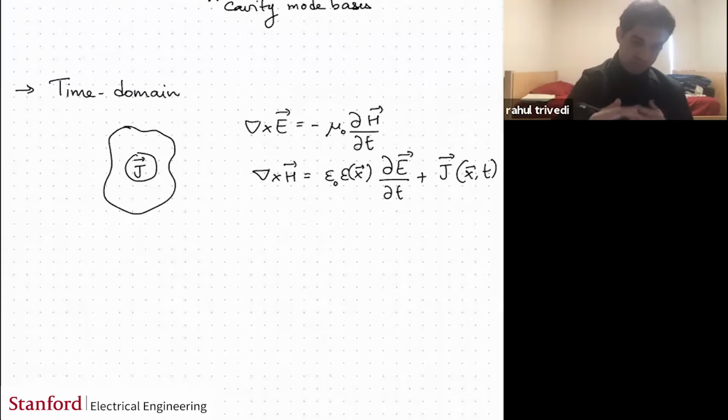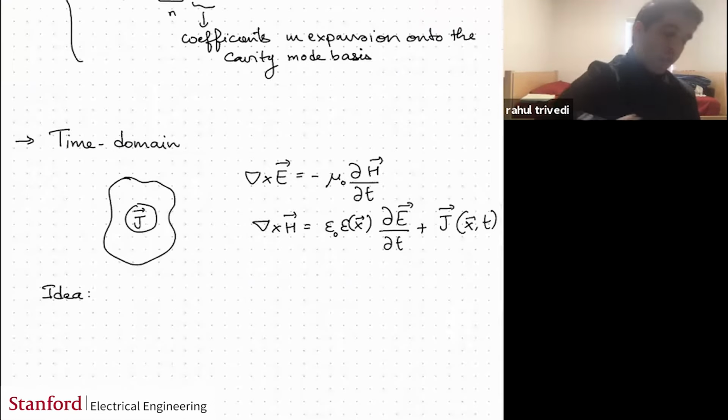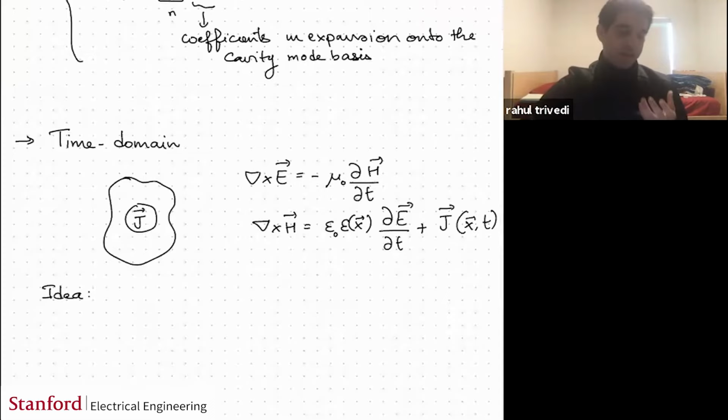So let's review this a little bit, and then we'll start building on top of the results of the section. So the basic idea was to use this completeness property, which allowed us to describe the electric field by its coefficients on these cavity modes, right?